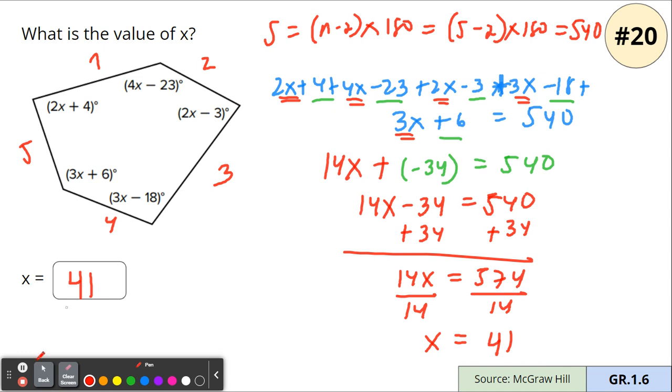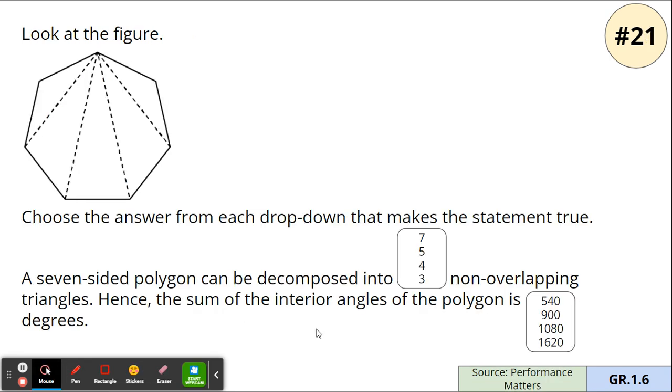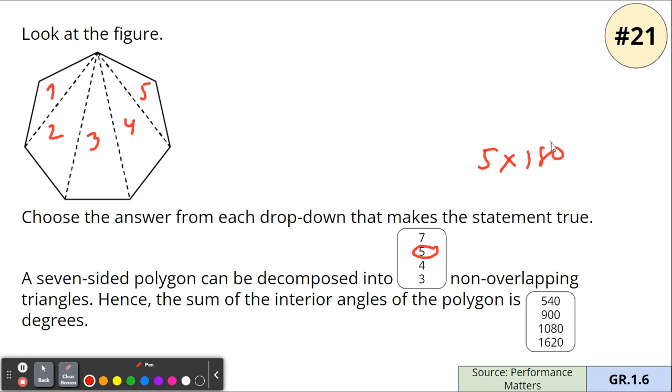Okay, moving on to our last question. Look at the figure, and choose the answer from each drop down that makes the statement true. So we have a seven-sided polygon that can be decomposed into, let's count the triangles, 1, 2, 3, 4, 5. 5 non-overlapping triangles. Hence, the sum of the interior angles of a polygon is, since we have 5 triangles here, 5 times 180, and that will give us 900. So 900 is the sum of the interior angles of this seven-sided polygon, which is a heptagon.